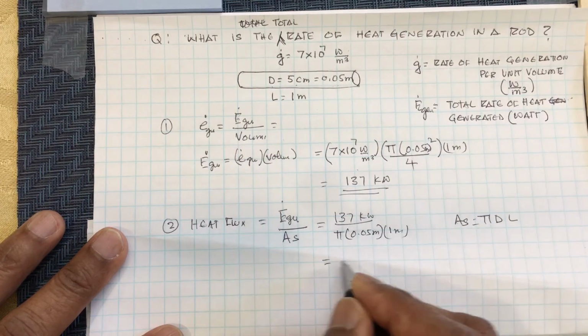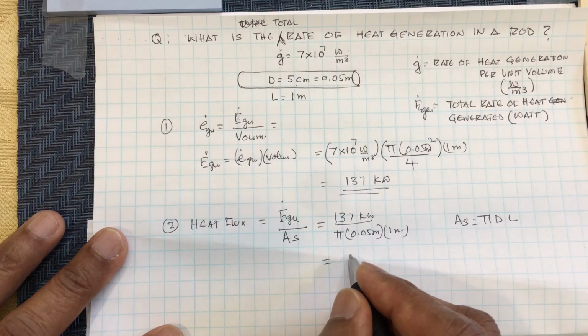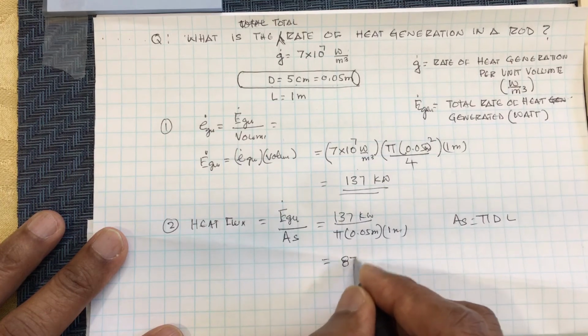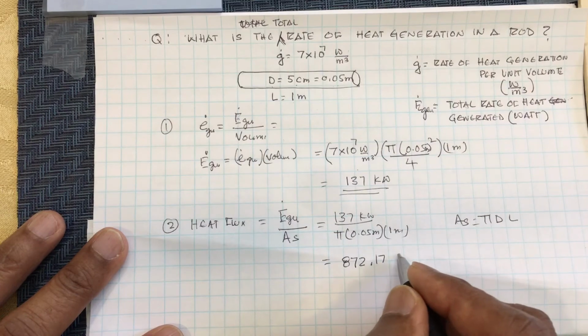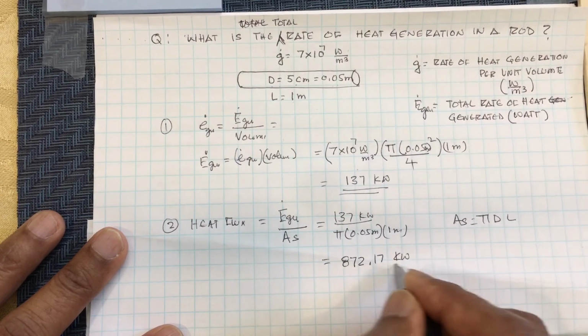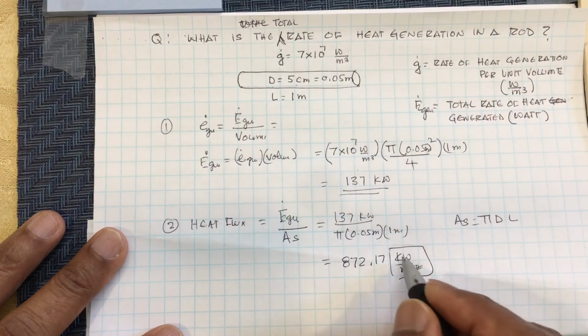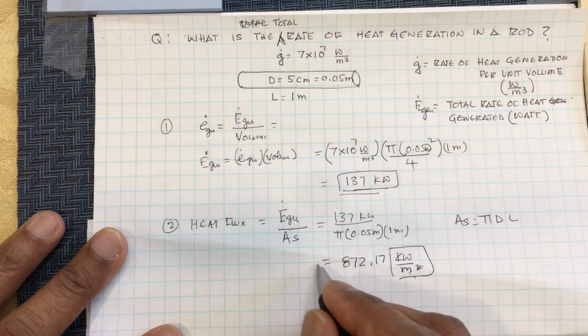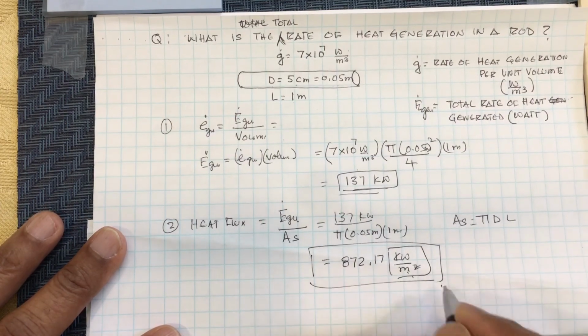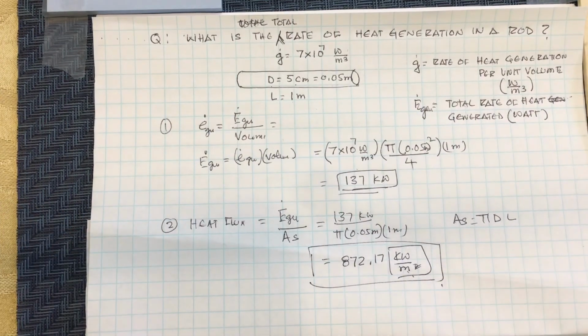Simplifying that, you will come up with the answer of 872.17 kilowatts per meter square. Pay attention to the flux, kilowatts per meter square, whereas this one was kilowatts. Okay, so that is basically the two questions. I hope I made it clear for you, and so this will have the answer. Well, thank you.